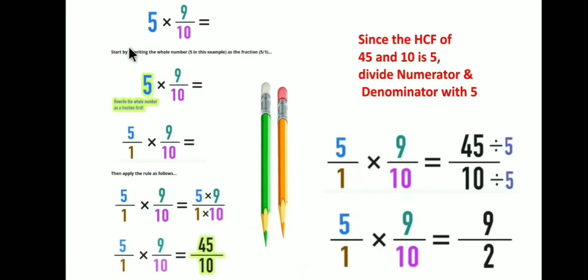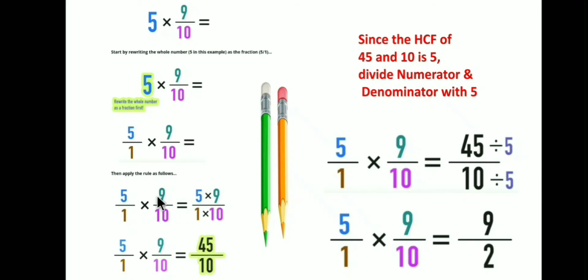Let's take one more example. If we want to multiply the whole number 5 by the rational number 9 upon 10, again 5 can be written as 5 upon 1. We have to multiply 5 upon 1 by the rational number 9 upon 10. Then the numerator part becomes 5 into 9. In the denominator we have 1 and 10, so the denominator part becomes 1 into 10.